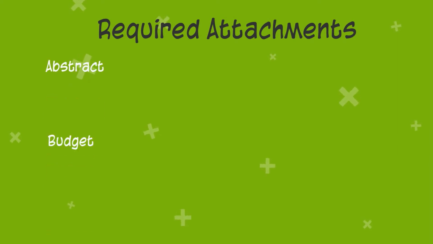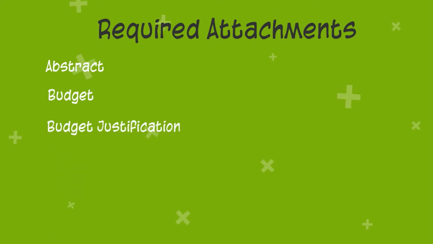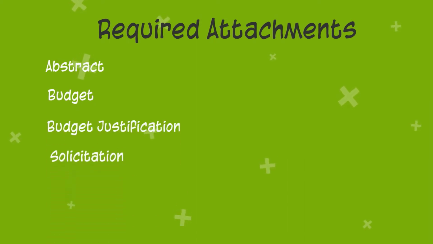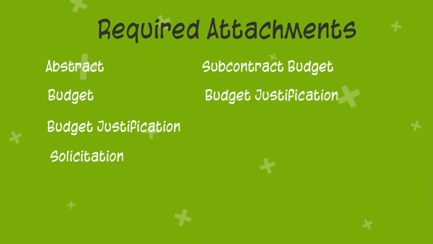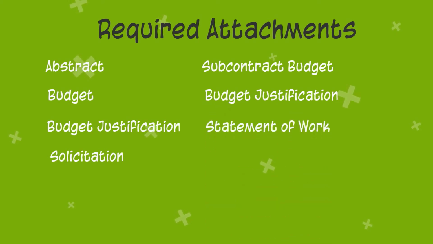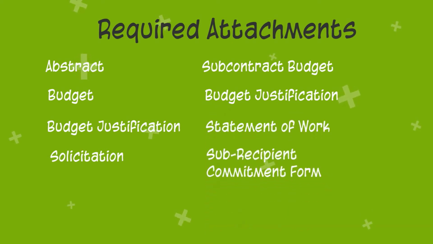Required file attachments include the project summary or abstract, OSP approved budget and budget justification. Also, attach the solicitation for the proposal, if available, to help answer questions from the approvers. If the project includes subcontracts, you must also include the subcontract budget and budget justification, the subcontractor's statement of work, and the subrecipient commitment form. If MSU is a subcontractee, include the MSU commitment form. All attachments can be in either Word, Excel, or PDF format.